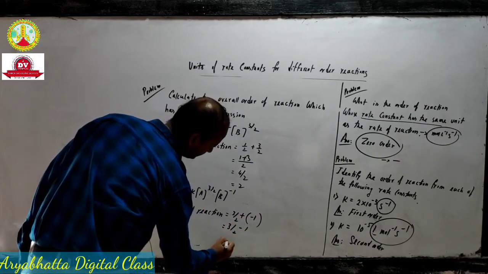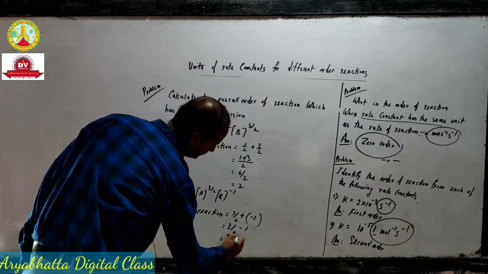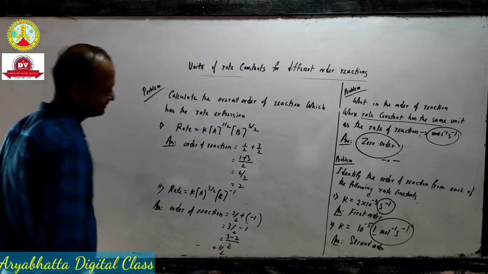3/2 minus 1. This will be how much? 2, 3. This will be what? Taking LCM, this will be what? 1/2. Clear? Now look.